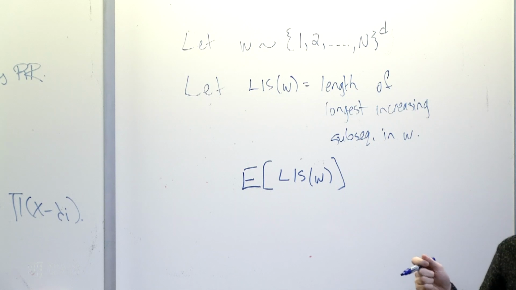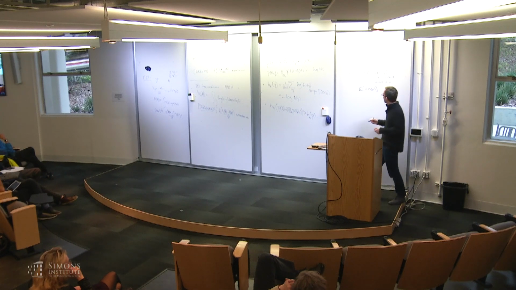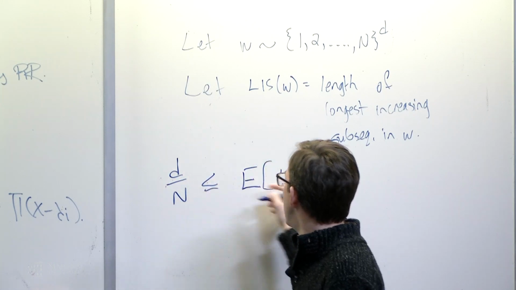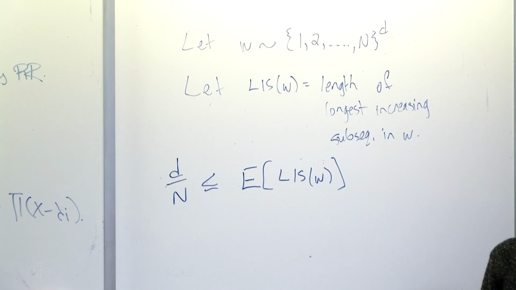So let me first say a lower bound. Whenever you have a string, you can get a non-decreasing subsequence by just taking all the copies of 1, or all the copies of 2, or all the copies of 3, etc. And one of these will have length at least d over n. So the longest increasing subsequence will always be at least d over n, so the expectation will be at least this.